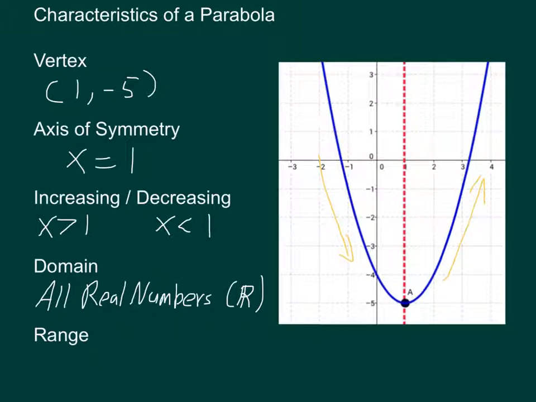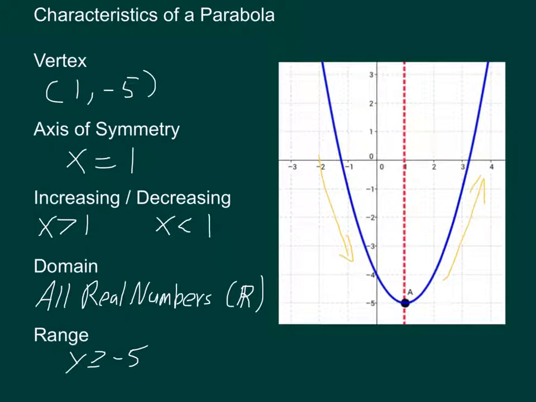Now the range is all of the y values, and we are going to continue up this way, but we're definitely not going to get any lower than our vertex because we've come down, we've decreased, and now we're going to increase. So we're never again going to get any lower. Therefore, our range, which is our set of acceptable y values, is going to be that y is greater than or equal to -5.